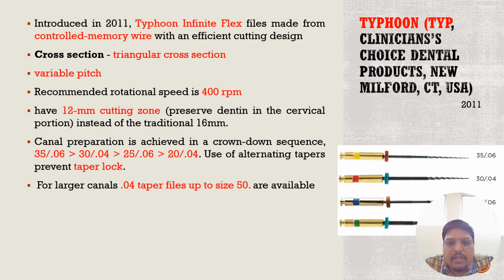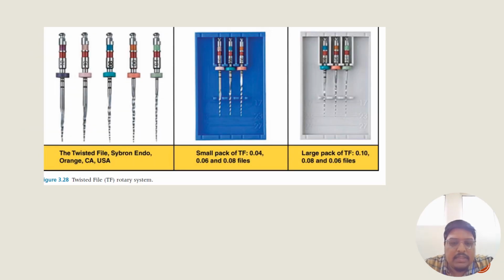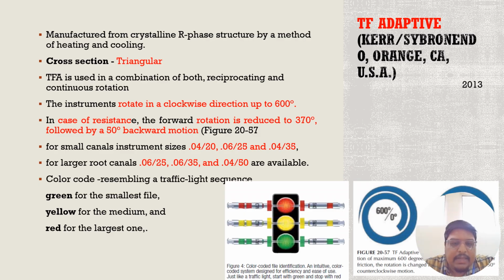These are the various types. Typhoons are the clinician's choice dental products, new micro file, which is available only in USA, not in India. Which files of the regions are twisted files. Care Cibron Endo production is now stopped in India, but its cross section is triangular. It is available in various sizes, and T4 adaptive, which is also not available in India. Its cross section is triangular.